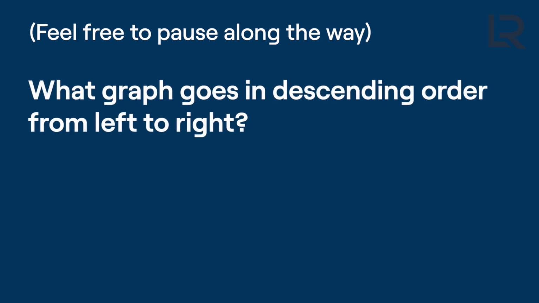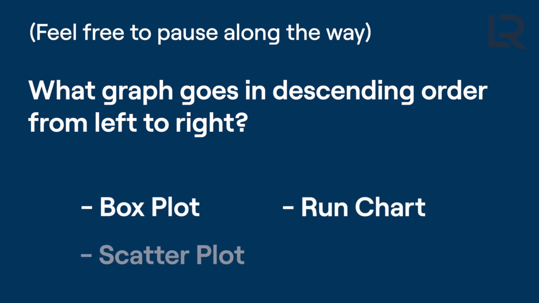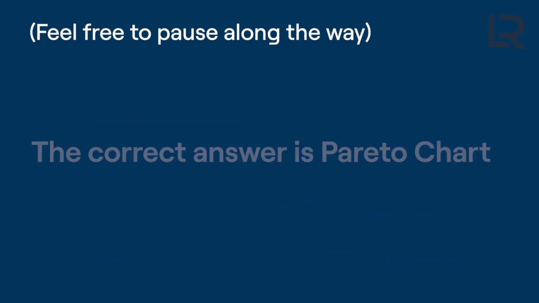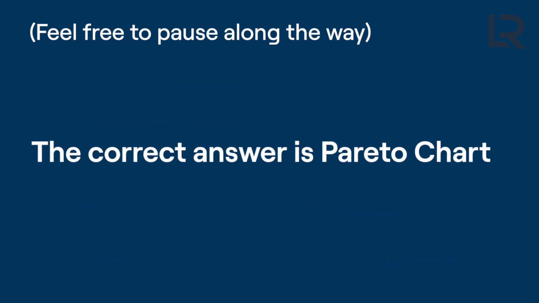Question 2. What graph goes in descending order from left to right? Your options are box plot, run chart, scatter plot, or Pareto chart. The correct answer for this one is the Pareto chart.